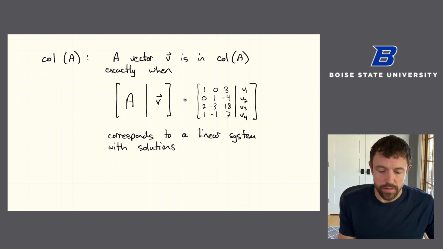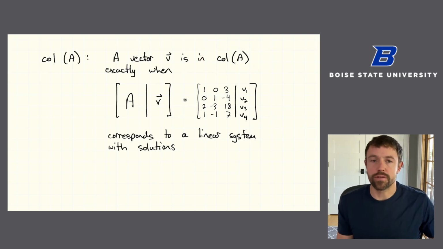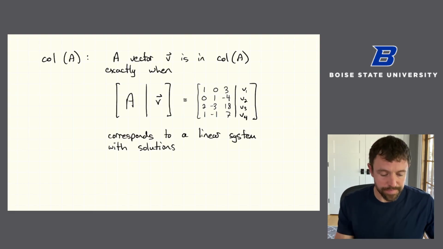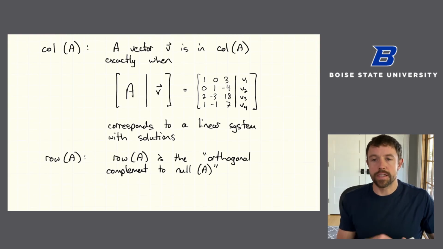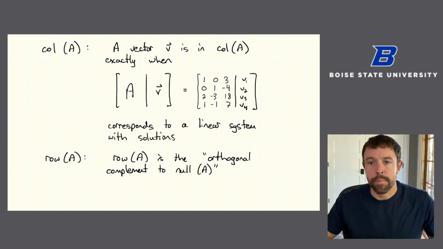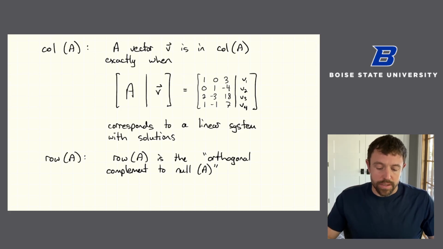Or in other words, what is the column space of the matrix we're working with? So the column space of the matrix will become important to us. The row space is actually the hardest to justify at this point, and so I want to look at a picture. The row space is what's known as the orthogonal complement to the null space of A.